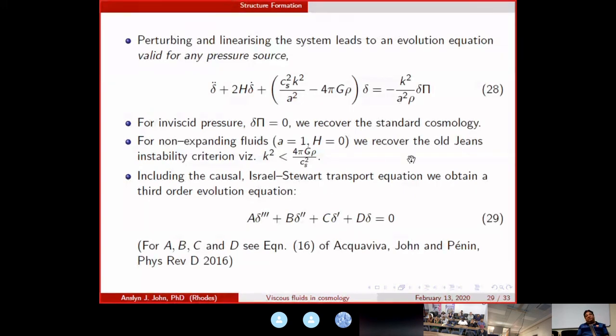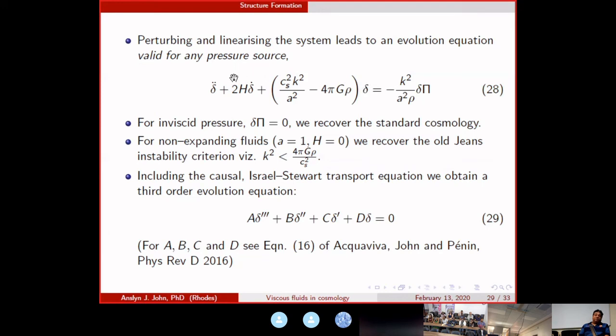Okay, now we perform the standard Jeans analysis, so we perturb and linearize our system. I'm not going to go through the details, they're quite technical. The point is, one ends up with an evolution equation for these density perturbations, delta, and that's a fractional change in the density, okay? These dots are essentially time derivatives. So this looks like the old Jeans instability, where there's a viscous pressure source. In the absence of any viscosity, we recover the standard evolution equation for density perturbations in cosmology. Okay? And that is very much like the old Jeans instability.